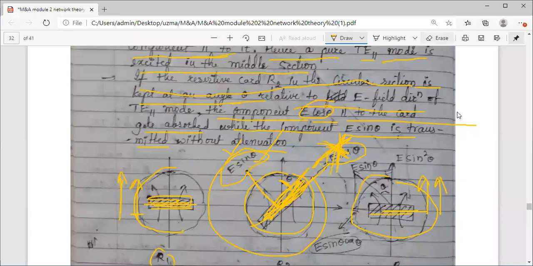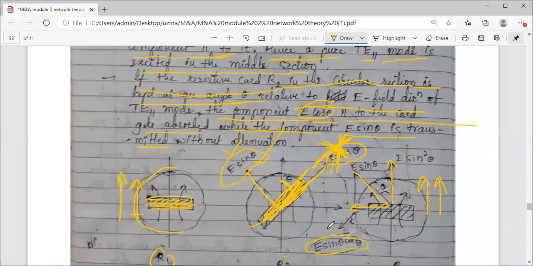Okay, coming to the next, this E sin theta will be transmitted to the next without attenuation. Again, this is further resolved into two components. One component is E sin theta cos theta, the other component is E sin square theta. So E sin theta is resolved into two components.